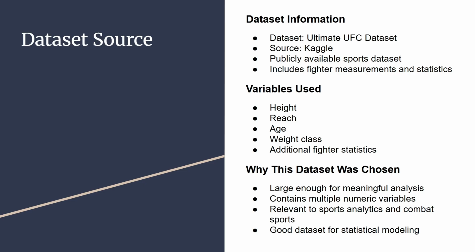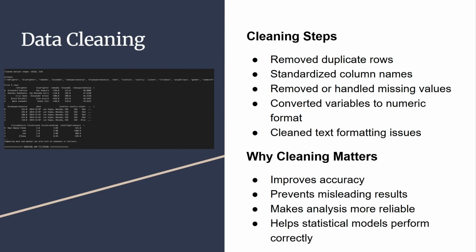Moving on to the next slide, data cleaning. Before analyzing the dataset, I needed to clean the data. Data cleaning is one of the most important parts of the data science process because inaccurate or inconsistent data can lead to misleading results. The first thing I did was remove duplicate rows to avoid repeated observations affecting the analysis. Then I standardized the column names by converting them to lowercase and removing spaces. This made the dataset easier to work with in Python.